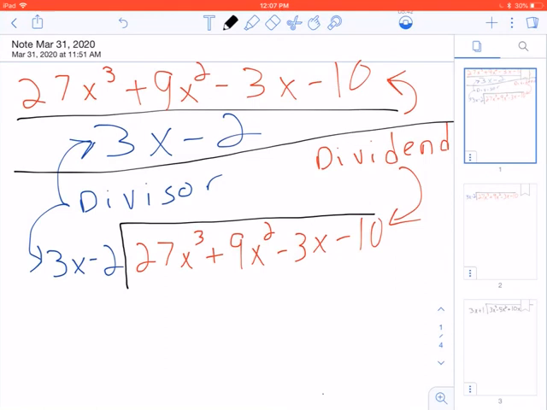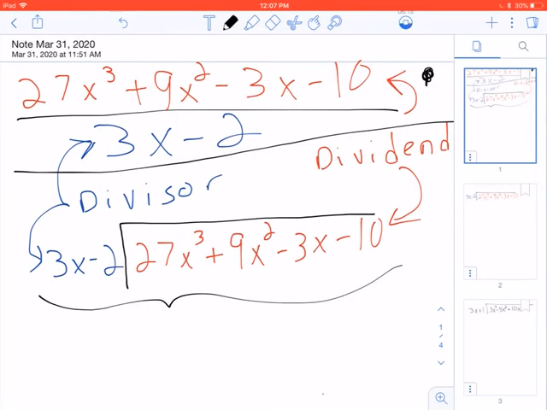On today's worksheet, all the problems are going to be listed like this top one here. And what you need to do if you're going to carry out the division is rewrite them the way you see this one rewritten below. So if I'm looking up top, in the numerator of this fraction, I see 27x cubed plus 9x squared minus 3x minus 10. And in the denominator of the fraction, I see 3x minus 2.